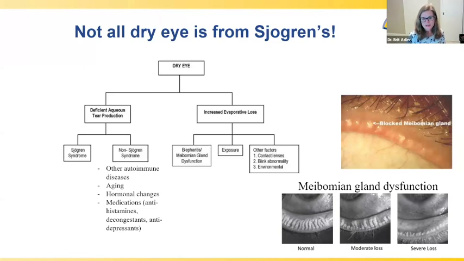There's other factors as well that can increase evaporation, including contact lenses. Even the frequency with which you blink can affect how much evaporative loss you have. And so it's really important to have a good ophthalmologist who can help you understand why you have dry eye and tease apart all of these different causes.